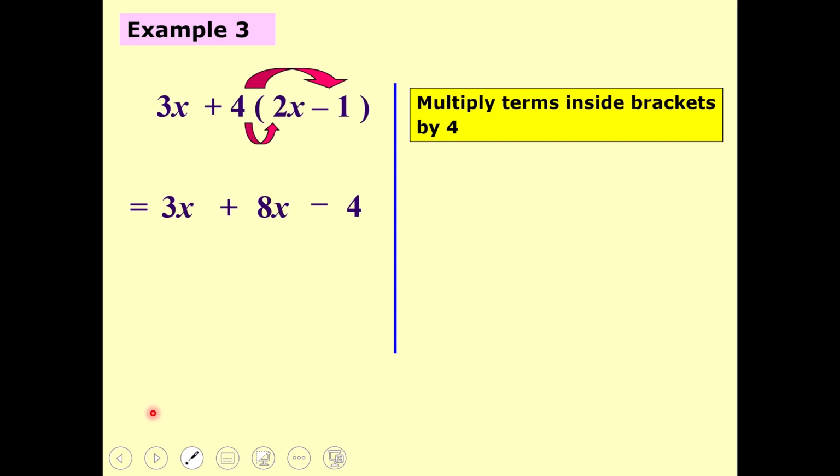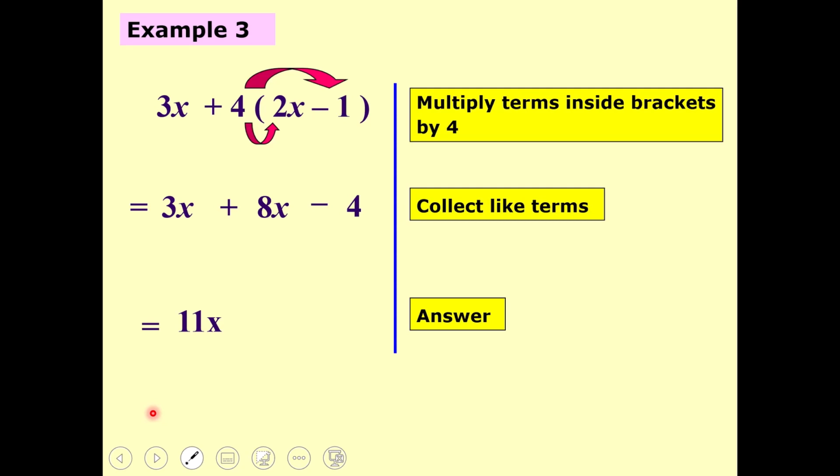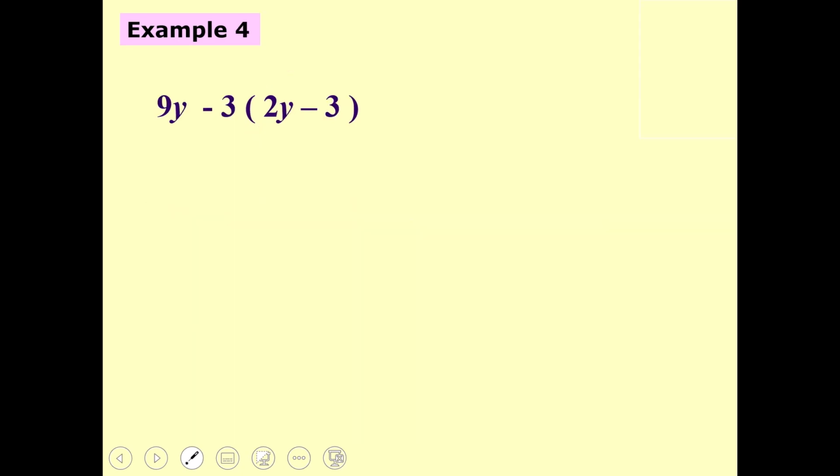And then we're going to collect like terms. So we've got 3x and an 8x to give us 11x, and then we've got subtract 4 on the end. And that is it in its simplest form, and that's your answer. Okay, fourth example.